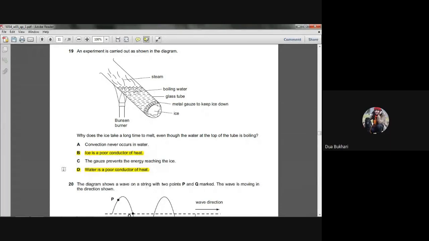Sir, so gauze has no role in this? Gauze, we put there just to keep the ice cube at the bottom. Otherwise the ice cube will float on the water. It will come up automatically. So gauze is there to keep it at the bottom. So the answer is D, because the heat is not reaching here, since water is a poor conductor of heat.